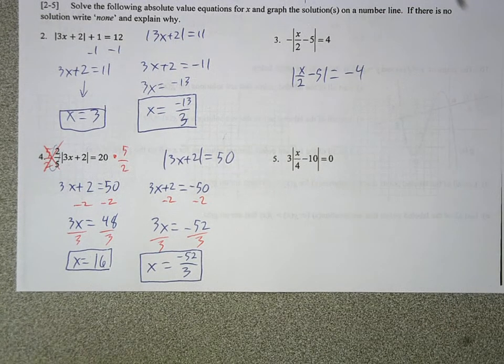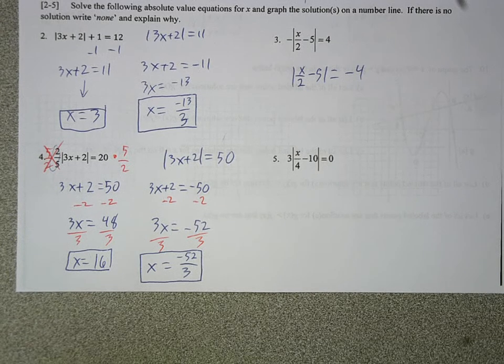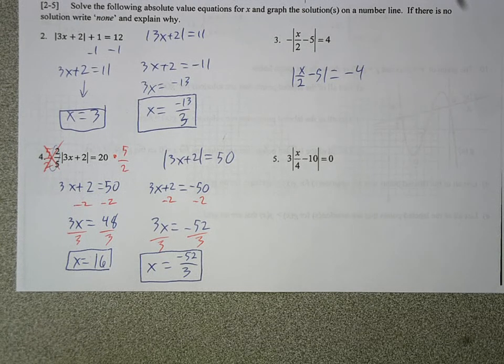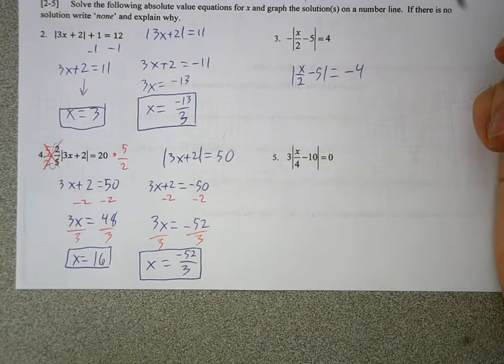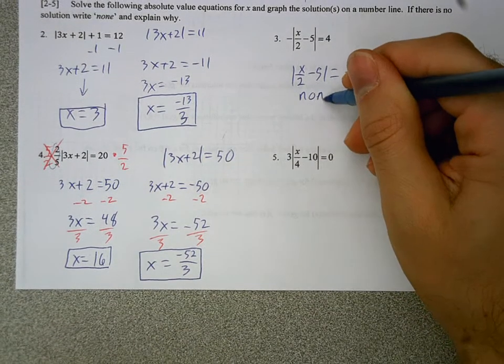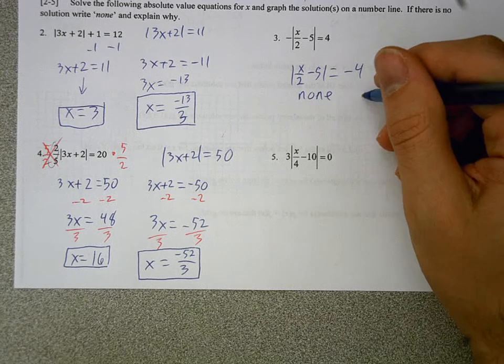Anybody think they can describe why this one is no solution? There can be 2 negatives. So it's not the 2 negatives. It is related to the negative. Chris, go ahead. Absolute values can't equal negative numbers. They're always going to be positive. And so anything along that line, it says if there is no solution, write none, and then explain. So absolute values cannot equal negative numbers would be fine.